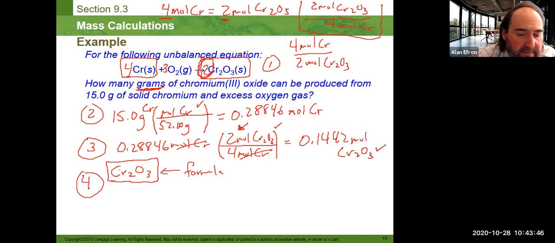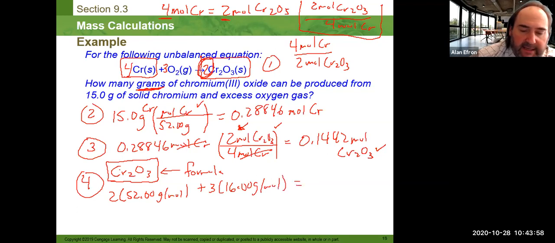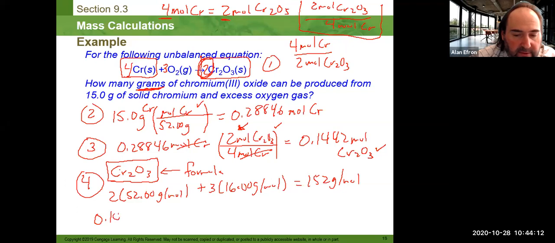So that means that we would have 2 chromiums at 52 grams. We have 3 oxygens at 16 grams from the periodic table. And adding that together would get us 152 grams per mole. And again, that's going to be our 4th step here. We're going to continue on with our number.